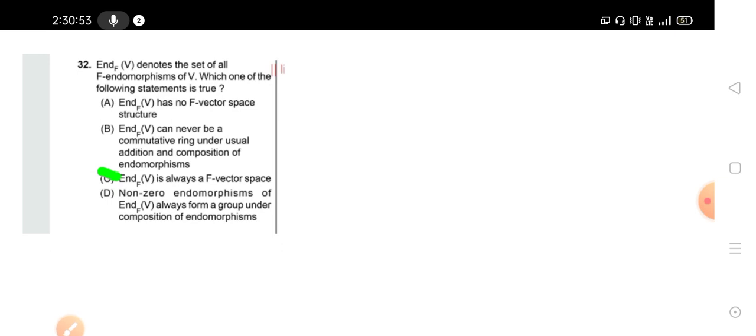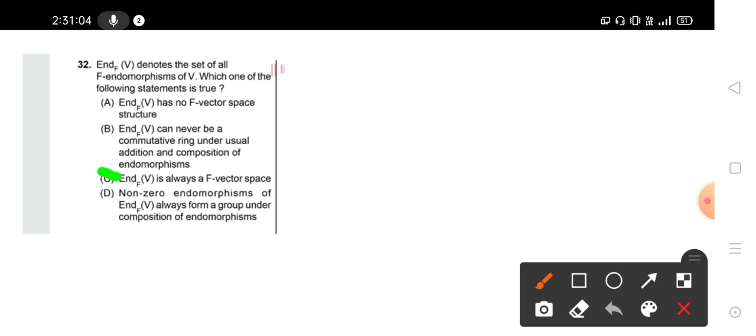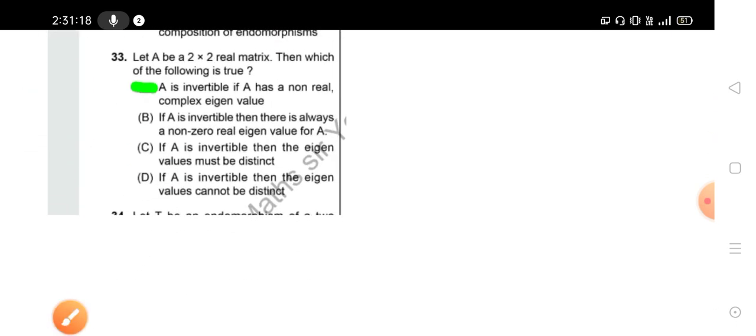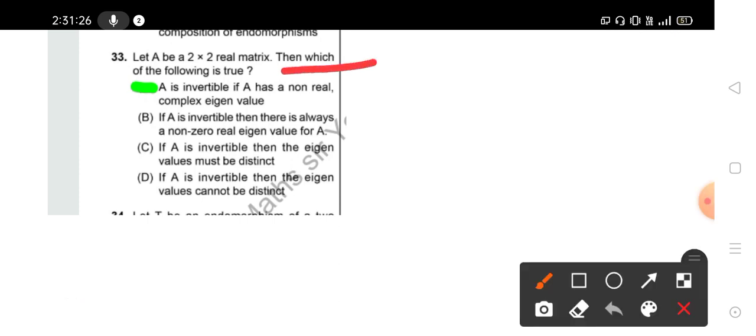Endomorphism: let End_F(V) denote the set of all F endomorphisms of V. Which one of the following statements is true? The F endomorphism of V is always an F vector space. Option C is correct. Next question. Let A be a 2 cross 2 real matrix. Then which one of the following is true? A is invertible if A has a non-real complex eigenvalue. Option A is correct.